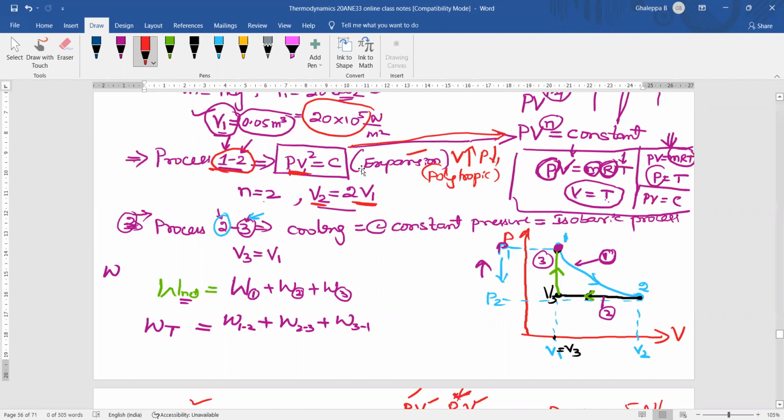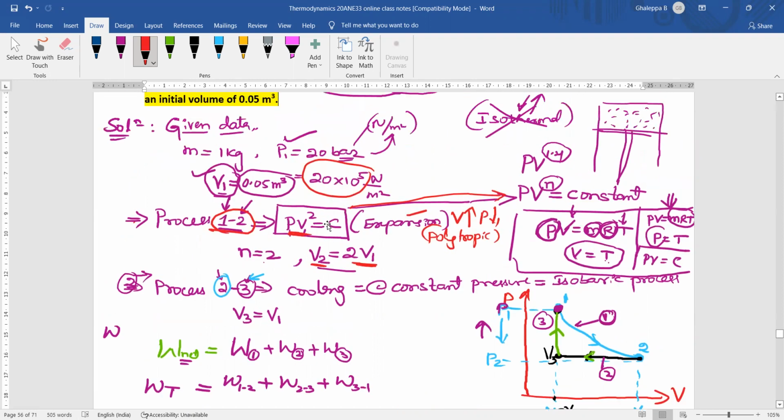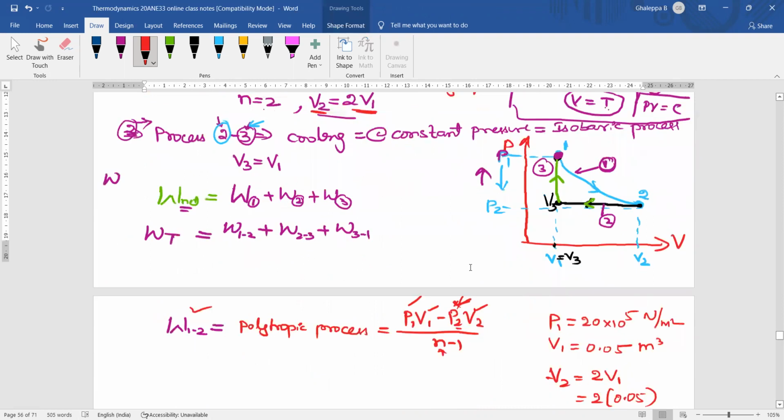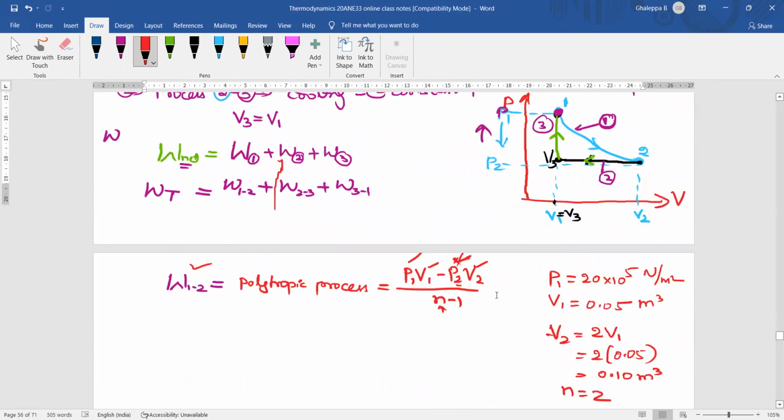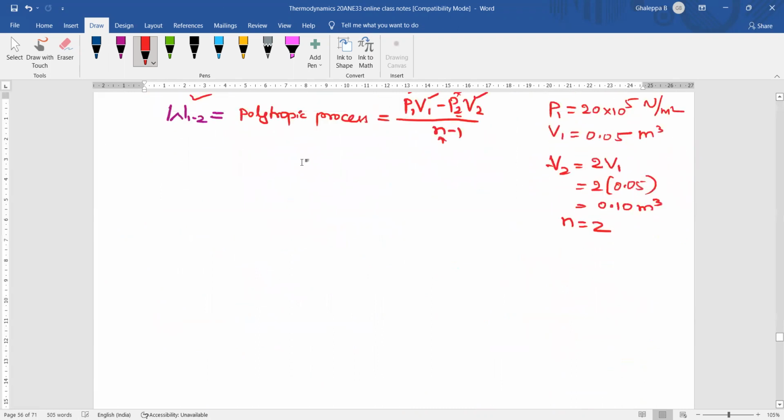What is the name of the first process and what is the equation he has given? PV square is equal to constant. This equation holds throughout the process. We can apply this equation at point number 1, and at point number 2 also. Let me write here: process 1 to 2 is PV to the power of 2 is equal to constant.